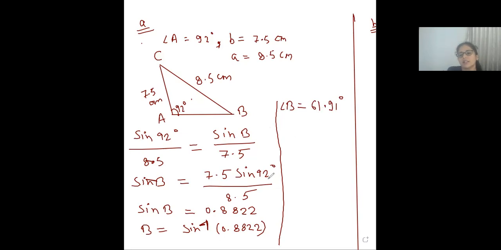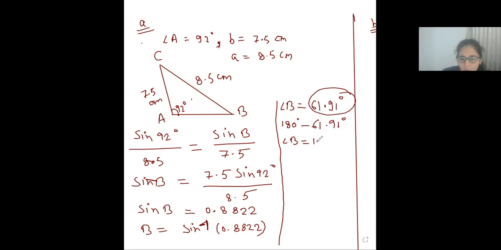Now here angle B is 61.91 degrees. In the same way, in the circle, sine B is somewhere at 61.9 degrees, so there will be another angle on the other side also, where sine B will be the same. So now here, you have to find another value of angle B, which is 180 minus 61.91 degrees. Like sine 30 is also 1 over 2 and sine 150 is also 1 over 2. So now here, angle B is equal to 61.91 degrees and another will be 180 minus 61.91 degrees.